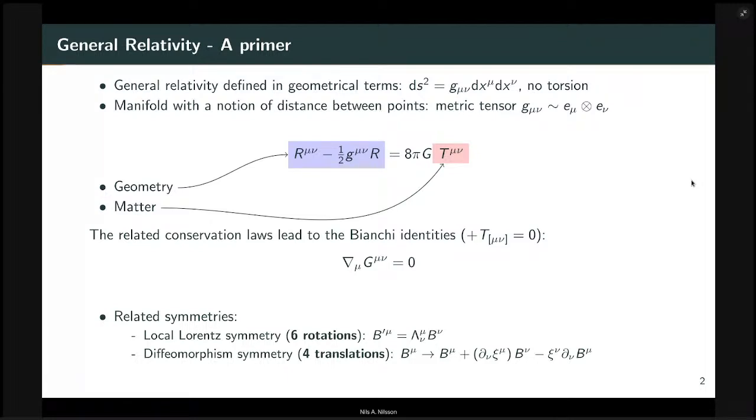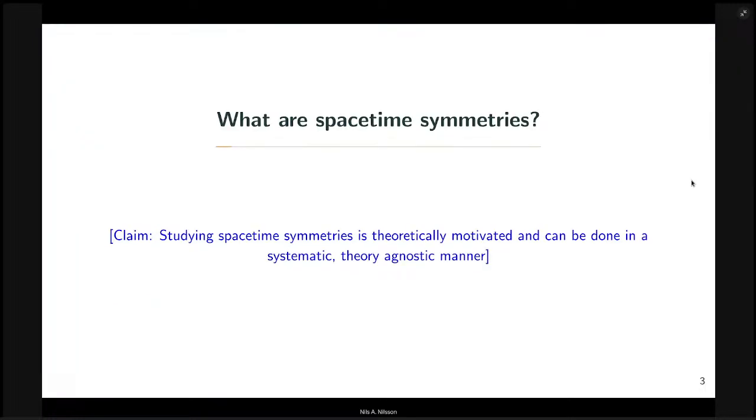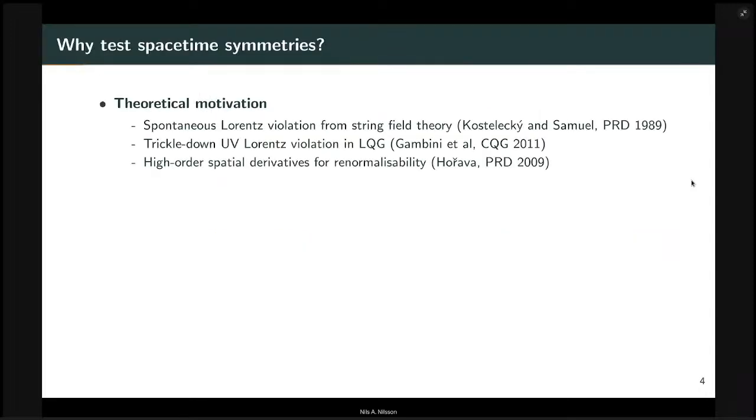Then let me describe in a little bit more detail what spacetime symmetry breaking is. I claim that you can study spacetime symmetries in a theoretically motivated way, and also in a somewhat model-independent manner, using effective field theory. It was discovered in 1989 that you can have some solutions coming from string field theory which permit spontaneous local Lorentz violation. These things are also not predicted but not forbidden by some approaches to loop quantum gravity. And further, Hořava in 2009 decided to break local Lorentz symmetry in order to obtain a renormalizable gravity action by introducing higher order spatial derivatives and therefore a preferred frame in space-time.